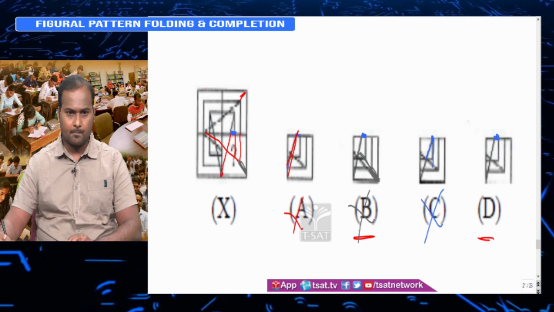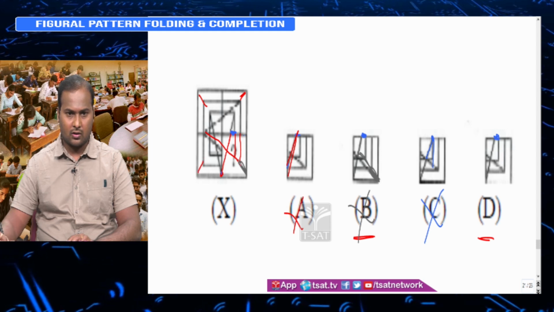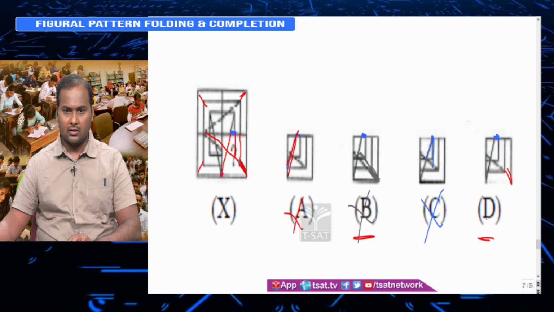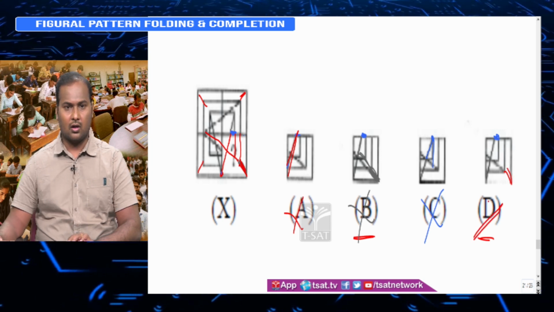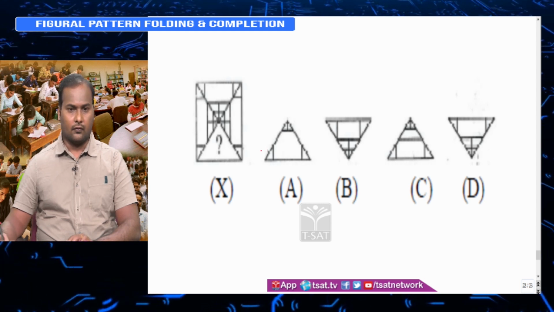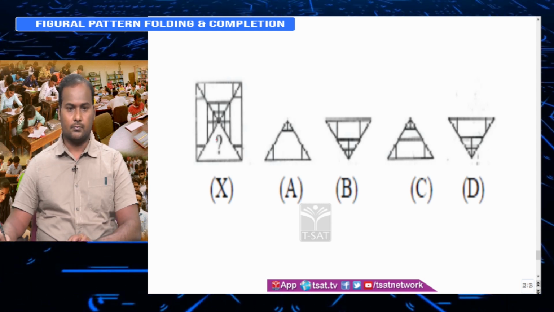There should be a gap. See here, this is the gap. This is the gap. This is the gap. So obviously, I should get some gap. This gap can be clearly seen in option D. So my answer becomes option D. Which option, A, B, C, D, you fill it so that you will get the complete answer.